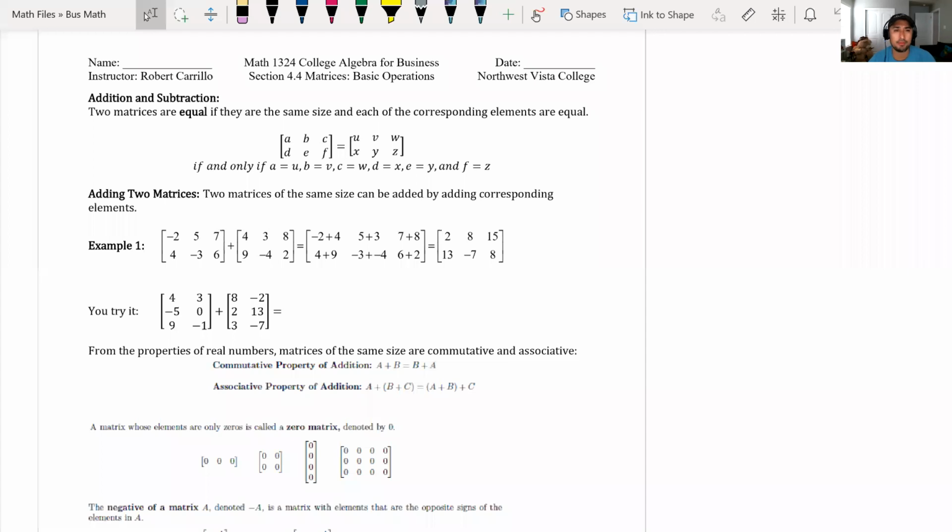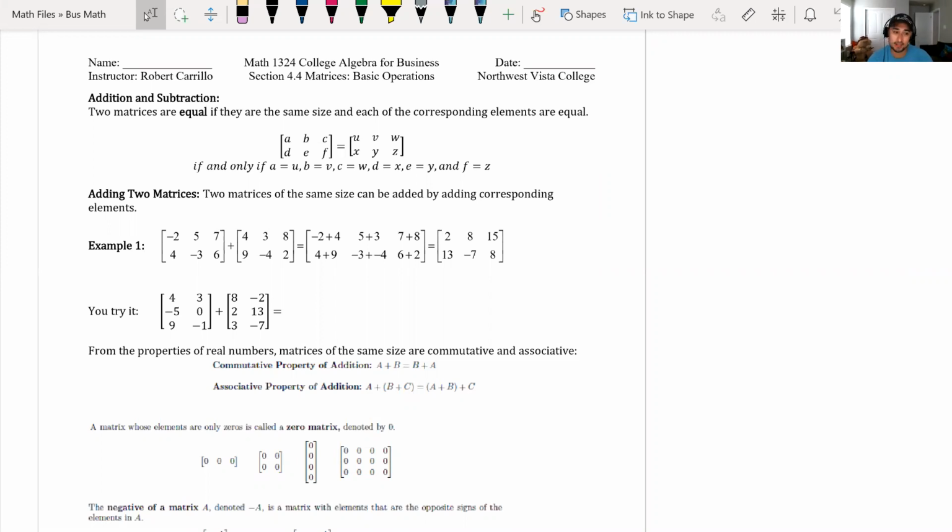This is 4.4, matrices, the basic operations for matrices. What is a matrix, you ask? It is a number crunching machine that does everything from basic math to heavy advanced math. Matrices run the world. I will just tell you that, okay?